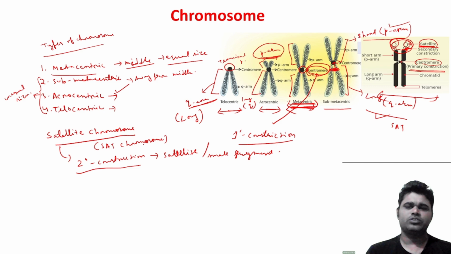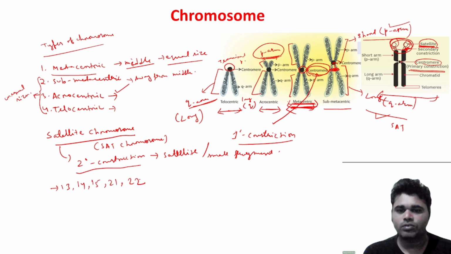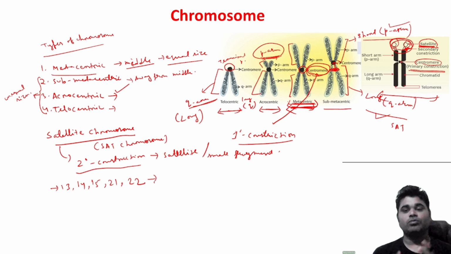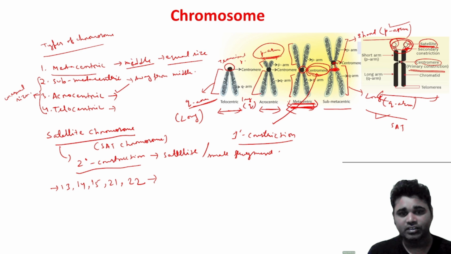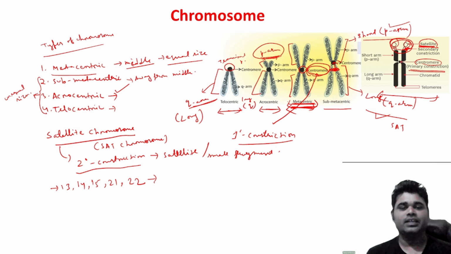Not all chromosomes are satellite chromosomes. Some chromosomes contain satellites. Which chromosomes? In human beings, it is chromosomes 13, 14, 15, 21 and 22. These five chromosomes form the satellite or secondary constriction. So exactly these five chromosomes are called the SAT chromosomes, or satellite chromosomes.